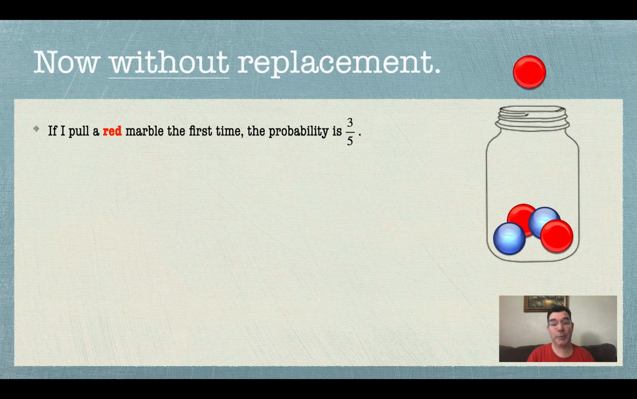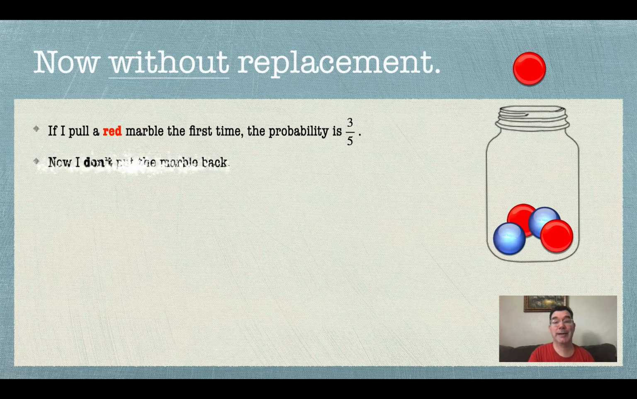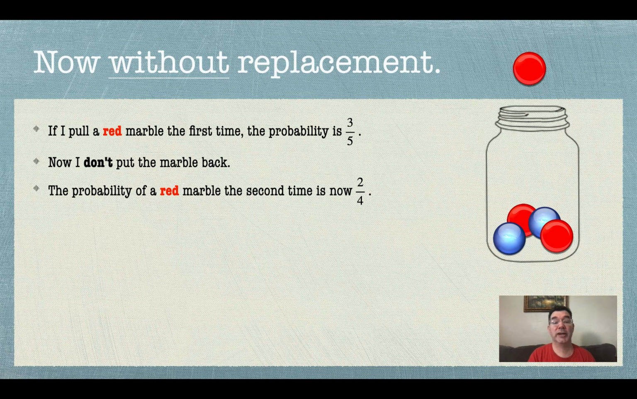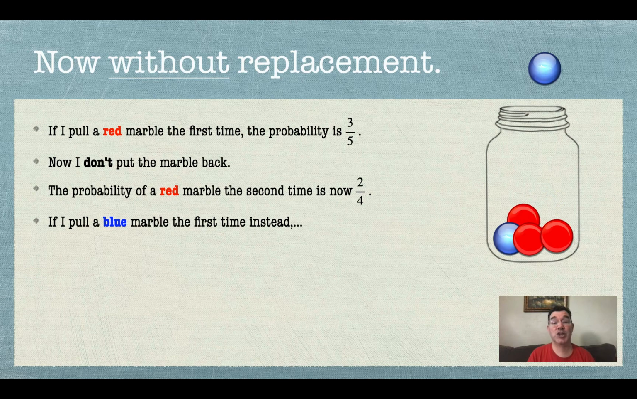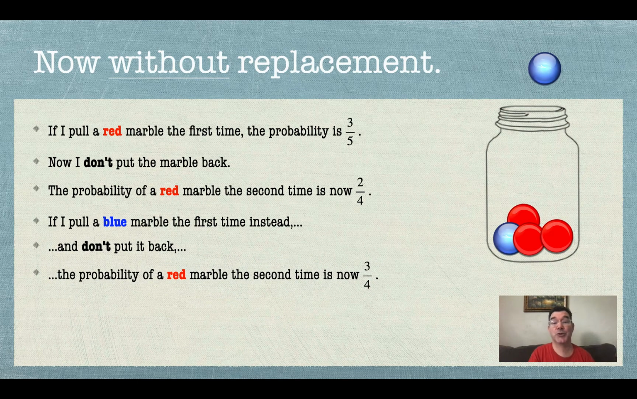All right. Now let's talk about without replacement. So now I'm not putting the marble back no matter what color it is. So the probability that I pull a red marble out the first time is still 3/5, but now it's gone. It's not being put back in the jar. So the probability of pulling a red marble the second time is 2 out of 4 because now there's only 2 red marbles and only 4 marbles. Okay. Let's say the situation for the first drawing changed and I pulled a blue marble instead for my first drawing. Well, now the probability of pulling a red marble the second time is 3 out of 4 because now there are still the original 3 red marbles and only 4 marbles.